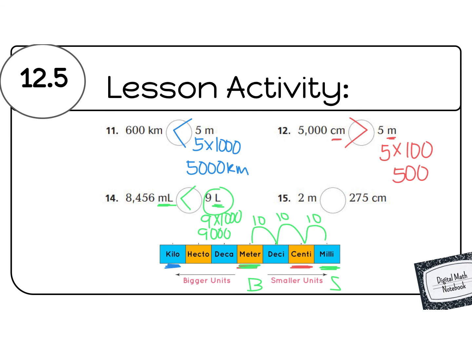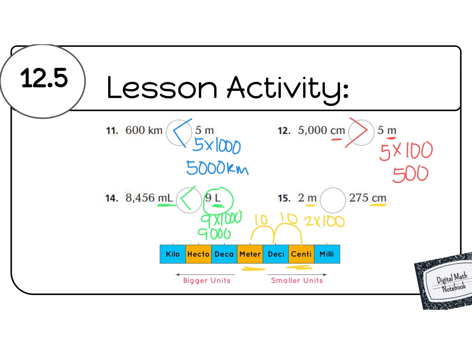All right, last time, friends, I'm going to erase, and I'll set you up for the last question, and then you can solve it on your own in your digital math notebook. Our last question, we're comparing meters to centimeters. So here is meters, here is centimeters. They are 1, 2 jumps away from each other. Each jump is worth 10. So I'm going to multiply 2 times 100.